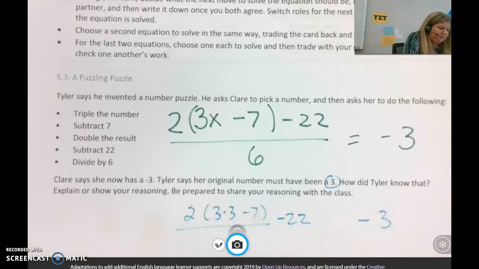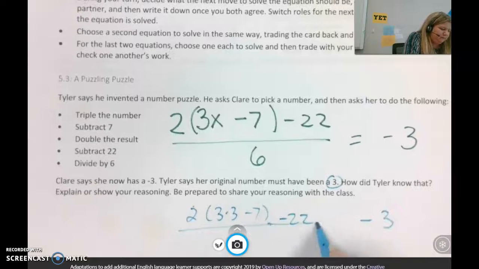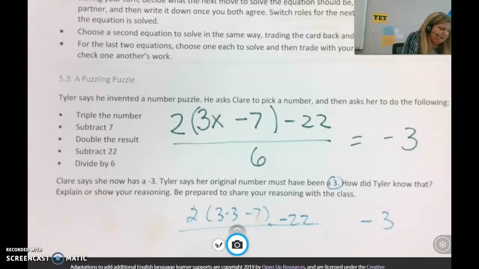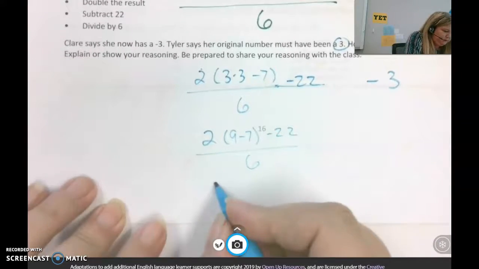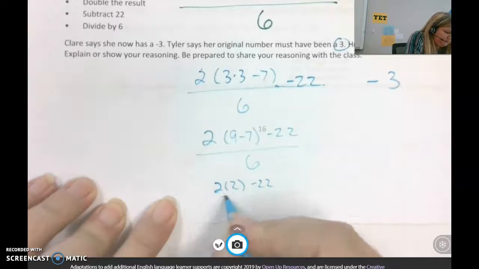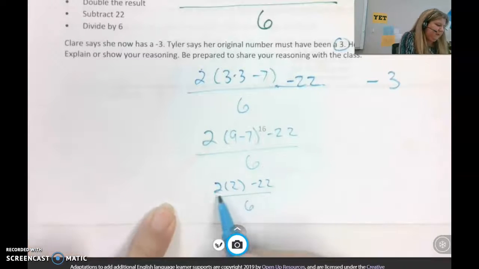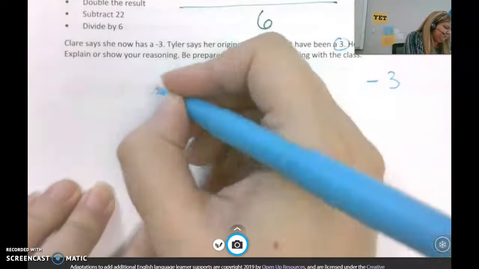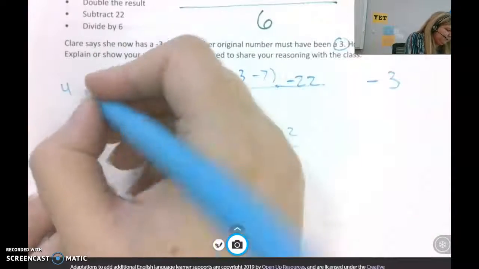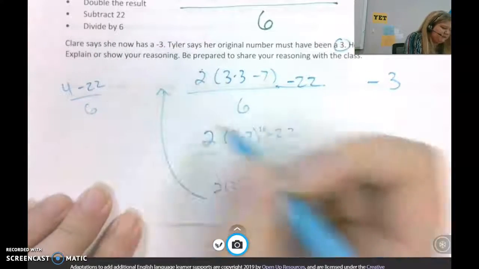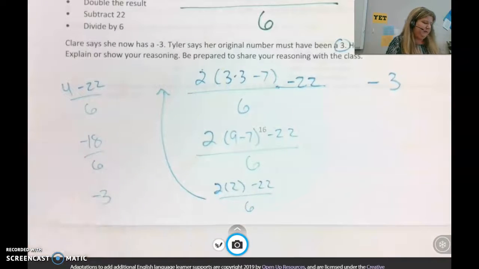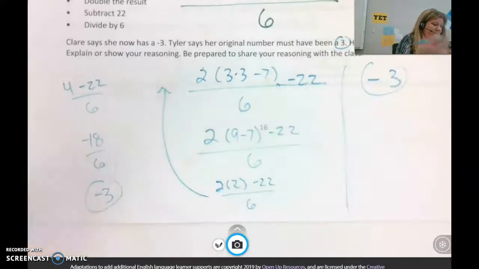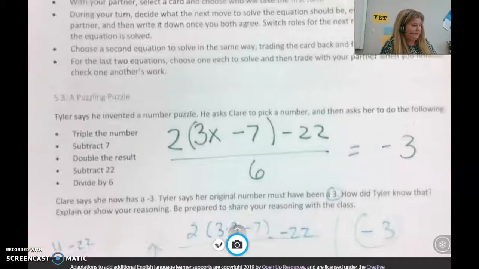So that would be 2 times 9 minus 7 minus 22 divided by 6. So, I'm afraid I'm going to run out of room. I'll go to the left if I do. 2 times 2 minus 22 divided by 6. So 2 times 2 is 4 minus 22 divided by 6. 4 minus 22 is -18 divided by 6 is -3. So, -3 and -3. It looks like that is the answer.